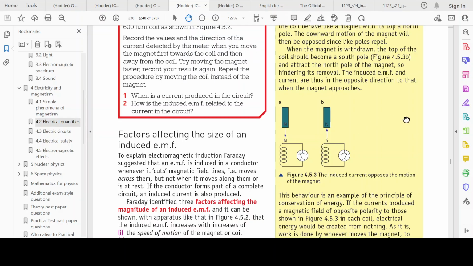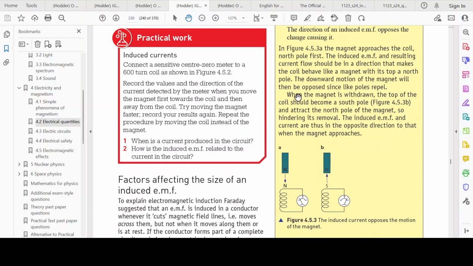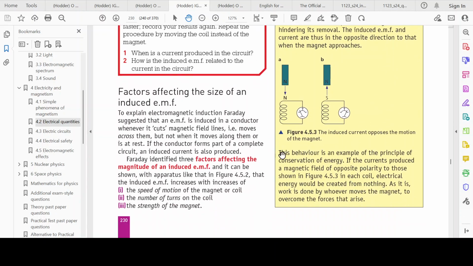Okay, so again, that is given over here. Now, they mention that this behavior is an example of the principle of conservation of energy, which we talked about way back in Unit 1, right? That energy is neither created nor destroyed, but it is converted from one store to the other, and it is conserved. So the total energy of the system remains the same.